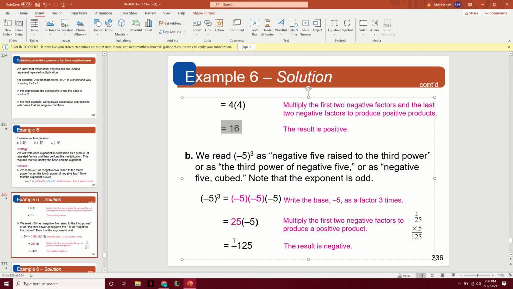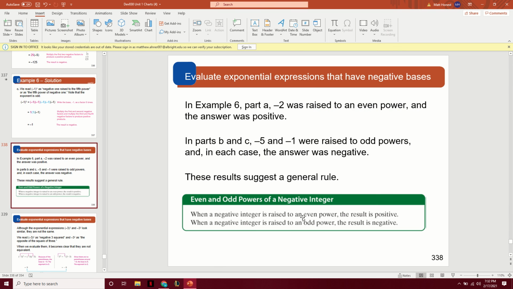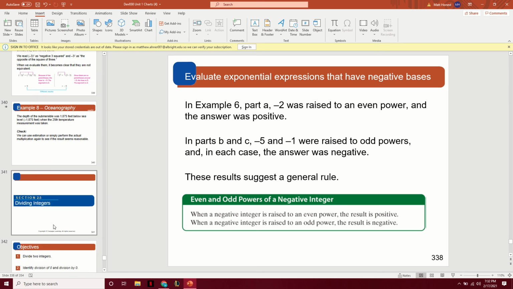So because of this, we can see a rule. In this second problem, we would have negative 5 to the 3rd power. We would have negative 5 times negative 5 times negative 5. And in this case, we would end up with a negative answer. So that means our rule for exponents is if a negative number is raised to an even power, the answer is positive. But if you have a negative number raised to an odd power, the answer is negative. And if you forget that rule, just write out your explanation, write out your multiplication problem, write it out long form, and you'll be able to just do it like you would normal.